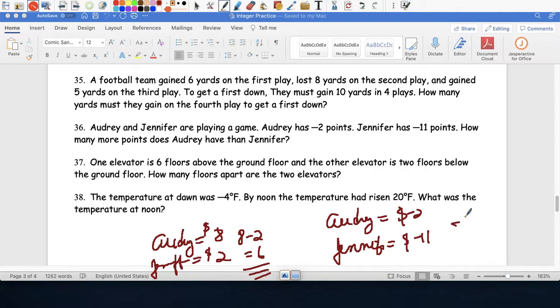Well, we would do negative 2 minus negative 11. Think about the same thing here, right? So negative 2, change that to an addition, becomes plus 11. Negative 2 plus 11 is negative 9. And it is true, Audrey has, right? Sorry, not negative 9, positive 9, right? 9 more than Jennifer, okay?